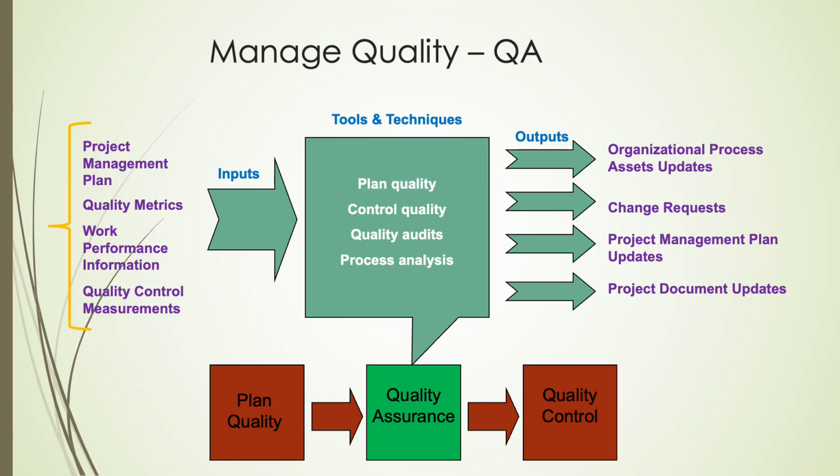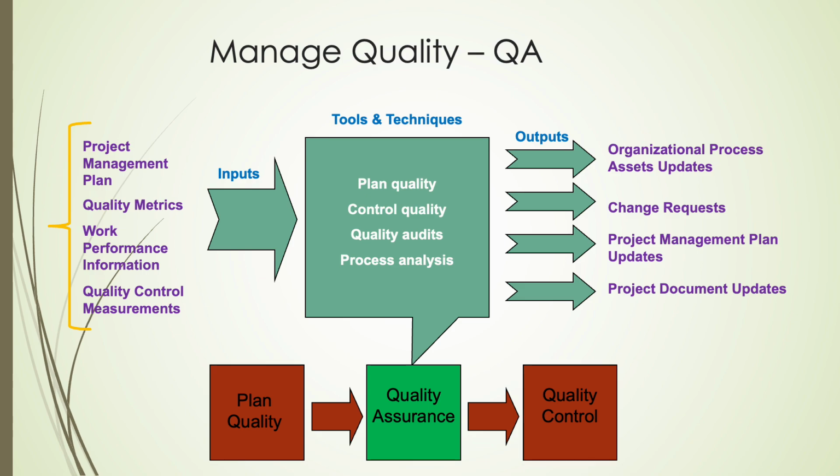In the quality assurance process, we start by gathering critical inputs like the project management plan, quality metrics, work performance information, and quality control measurements. These provide the foundation for evaluating and improving project processes.